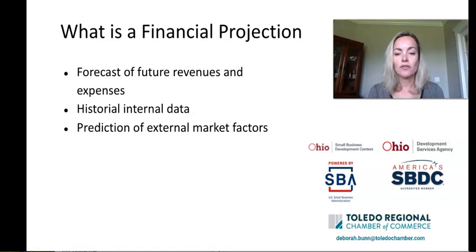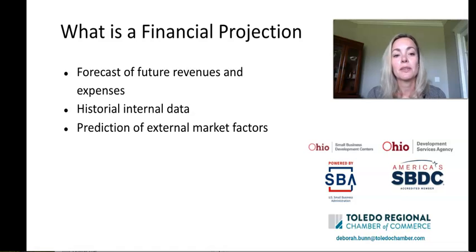Financial projections is a forecast of future revenues and expenses. So this goes to say for about the next 3 to 5 years, what kind of sales do you expect your service or product to be having? And then what are you spending to get those sales? Each and every one of those line items will be listed in a true financial forecast.